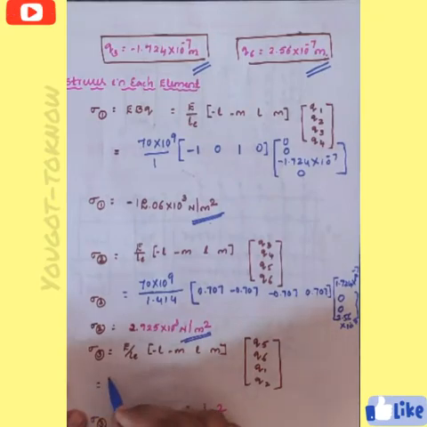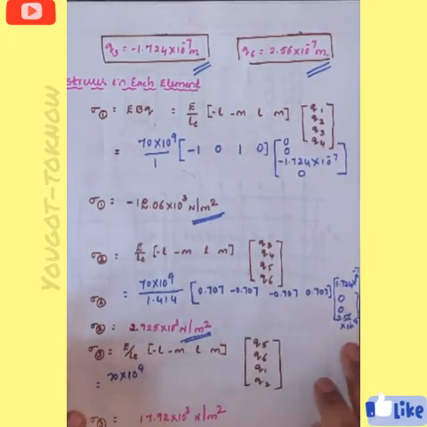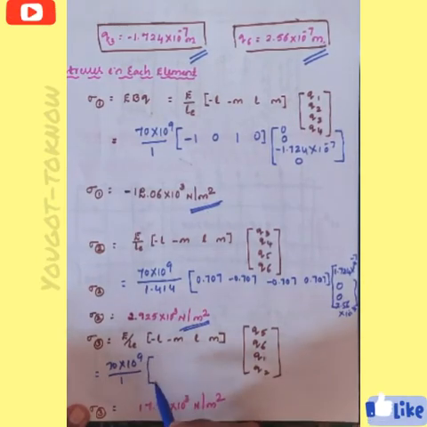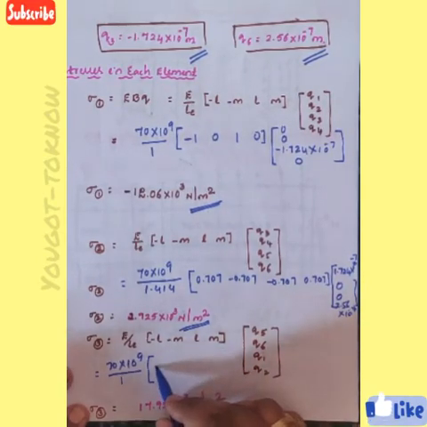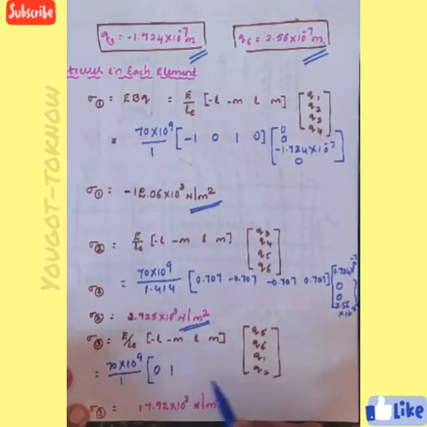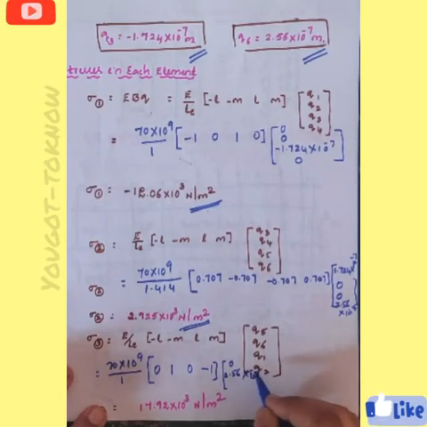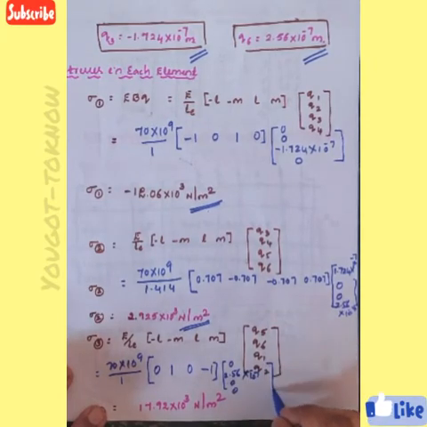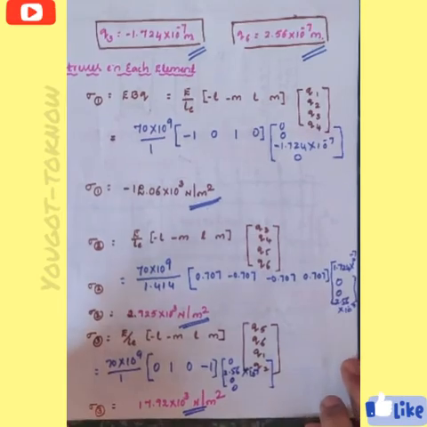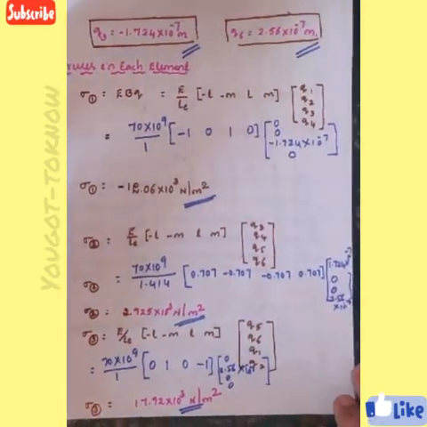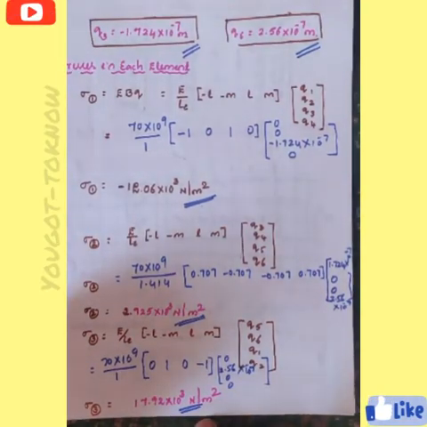Okay. Then what is the third one? Same thing. 70 into 10 power 9. Then Young's modulus, length of the element is 1. What is the L value? If you observe, L will be equal to 0. M will be equal to minus 1. That will become plus 1 here. That is 0, minus 1. What is Q5? Q5 is 0. What is Q6? Q6 is 2.56 into 10 power minus 7. Then 0, 0, because Q1, Q2 are 0. If you solve it, you are going to get 17.92 into 10 to the power 3 Newton per meter square. That is your next one.